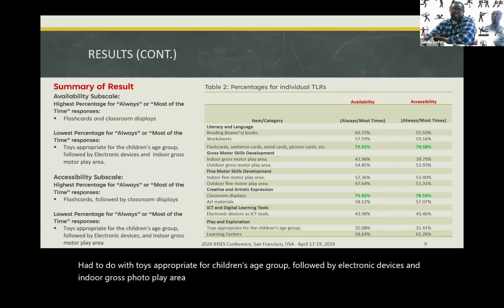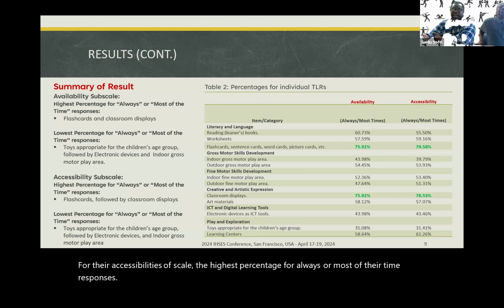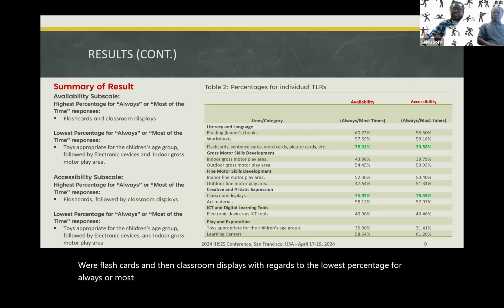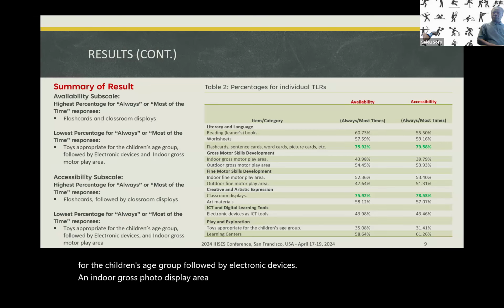For the accessibility subscale, the highest percentages for always or most of the time responses were for flashcards and then classroom displays. With regards to the lowest percentages for always or most of the time responses on the accessibility subscale, we had toys appropriate for the children's age group, followed by electronic devices and indoor gross motor play area.